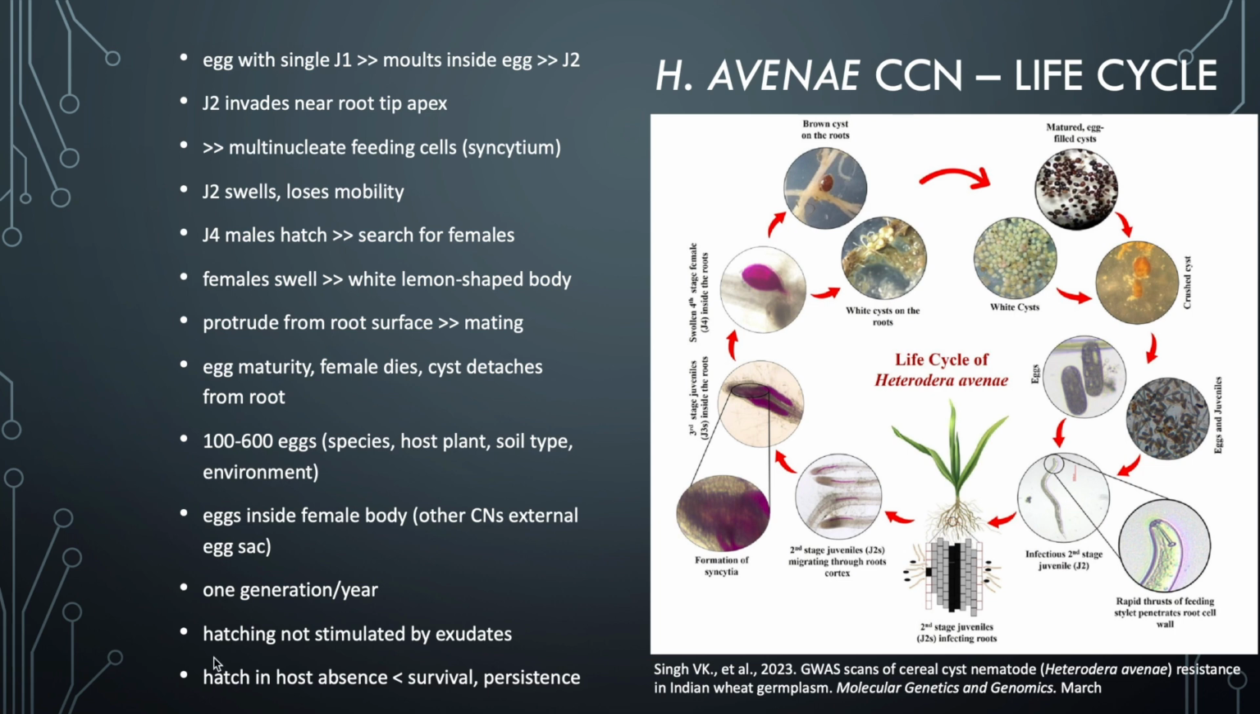So basically, Heterodera avenae will hatch in the absence of hosts, which may reduce its survival and persistence since there will be no plants for the next generation of nematodes to feed on. But once the eggs mature, the female dies and turns into a brown cyst that then falls off into the soil and is filled with matured eggs. And these eggs will eventually hatch, releasing the infective juvenile, and the cycle continues. So this is the specific Heterodera avenae life cycle in a nutshell.